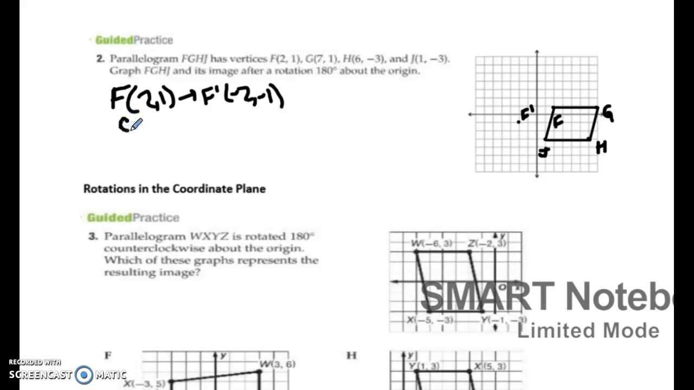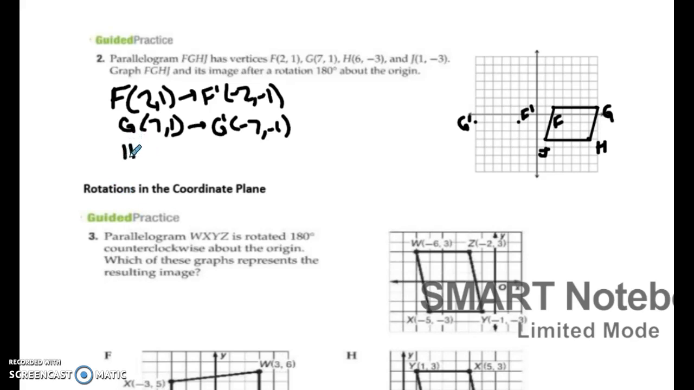All right, then G. G is at 7, 1. So I'm going to graph its image. Again, we're rotating this 180 degrees, so we just have to make x and y negative. So this becomes -7, -1. So back 7, down 1. And there's my G prime, my image of G.